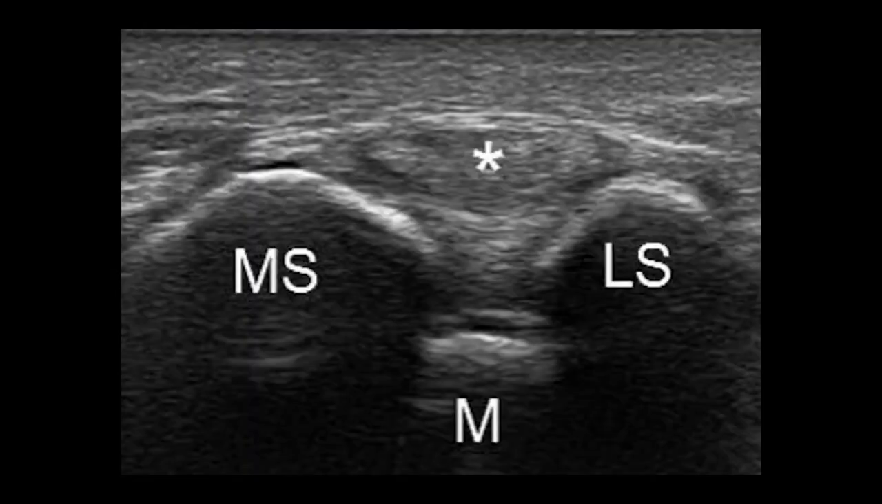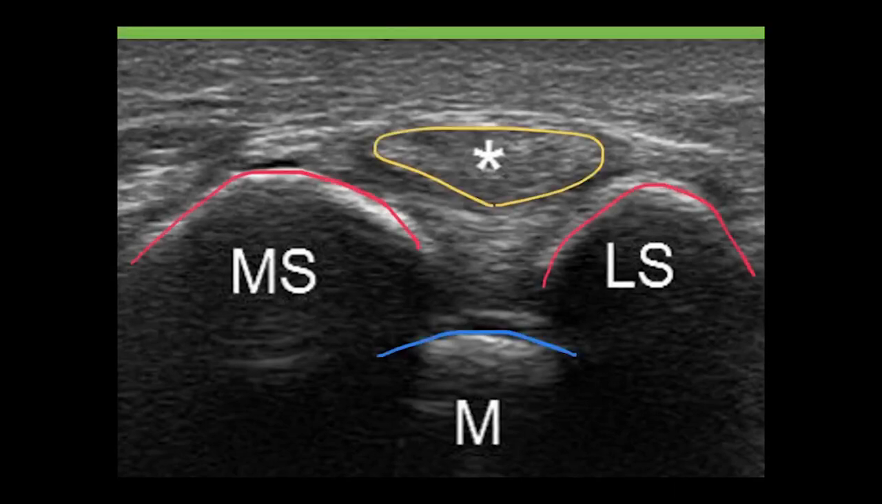Alright, now we're looking at the axial view of the sesamoid apparatus, and this is the money shot in my opinion. This is a great shot to visualize all the structures of the apparatus. You can see the lateral sesamoid, which is labeled as LS, the medial sesamoid, which is labeled as MS, and the star, which indicates the flexor hallucis longus, and the M, which represents the metatarsal. And you can see that these are normal and intact.